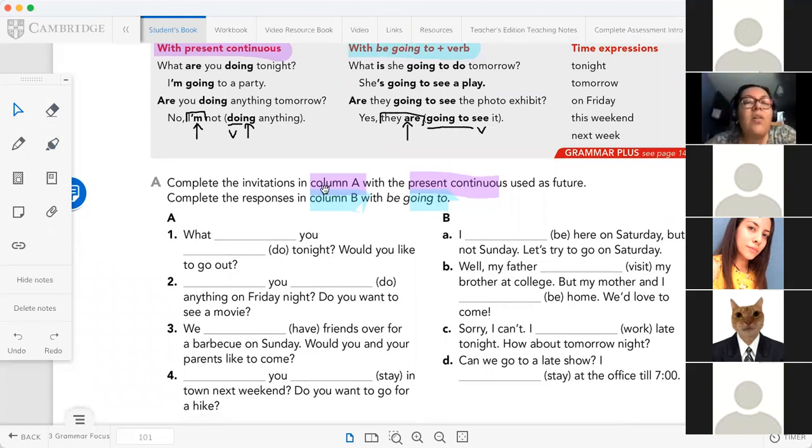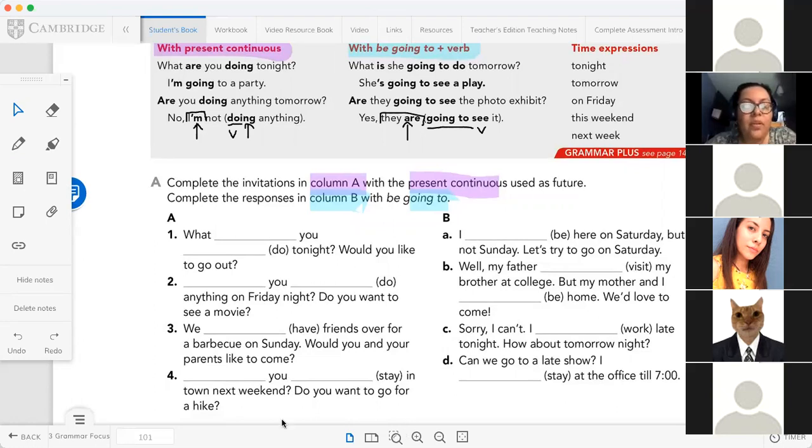Complete the invitations in column A. So column A with the present continuous. Only the present continuous in column A. And column B with going to. All right, so we're gonna try to do it together. Please help me in the chat if you consider you can do it. And let's start working. Give me a sec.